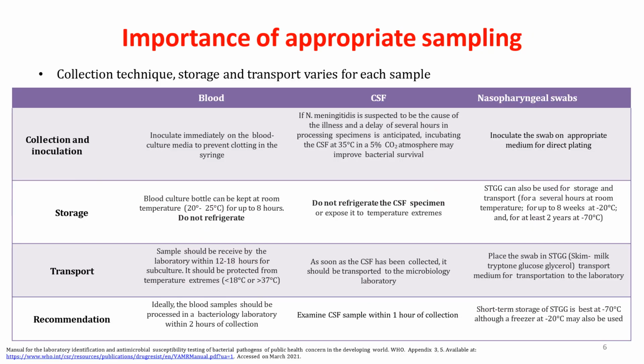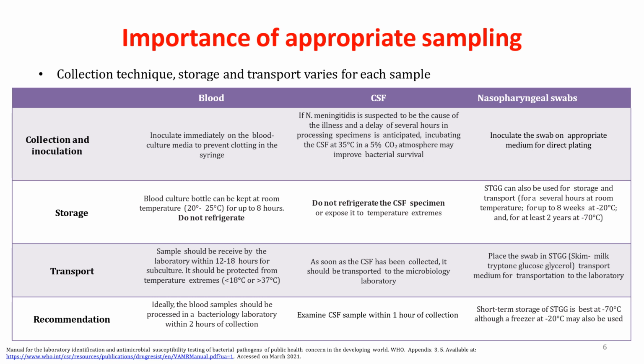What is the importance of appropriate sampling? Say for blood samples, the appropriate collection, storage, and transport guidelines need to be followed. For blood samples, ideally paired culture bottles need to be collected, that is, one aerobic and anaerobic bottle from one hand and one aerobic and anaerobic bottle from the other hand. It should not be refrigerated, and it should be transported immediately, within 2 hours of collection, to the laboratory. It is recommended that the blood sample be processed in the laboratory within 2 hours of collection.